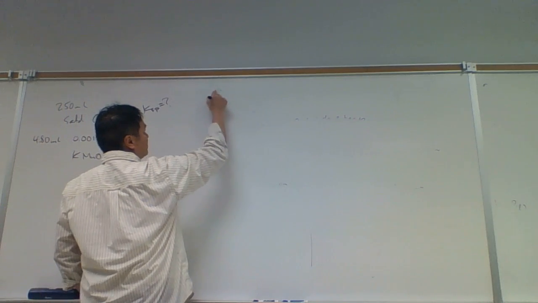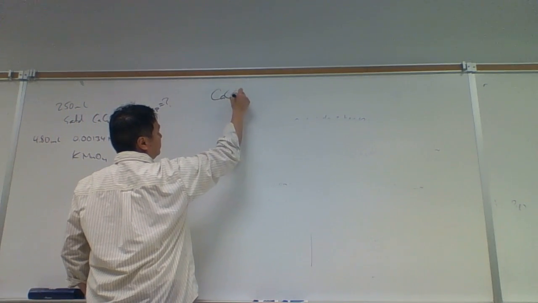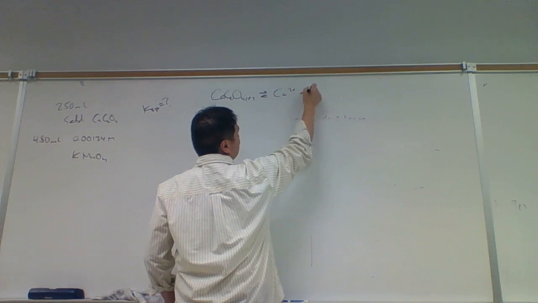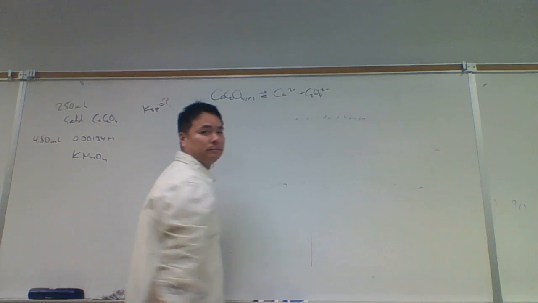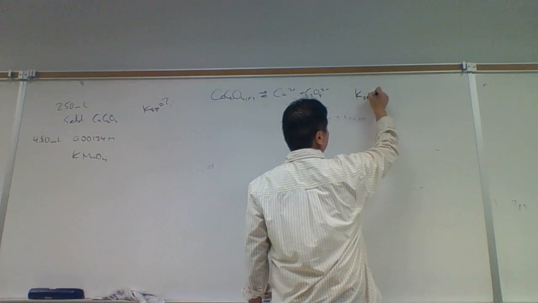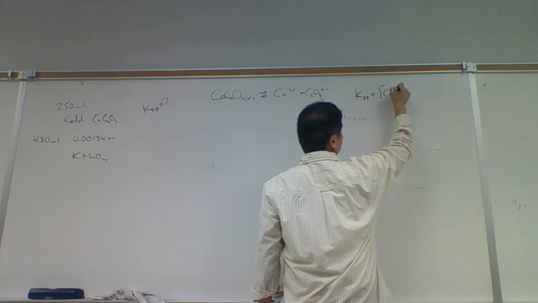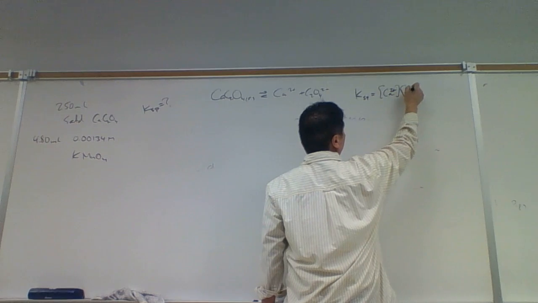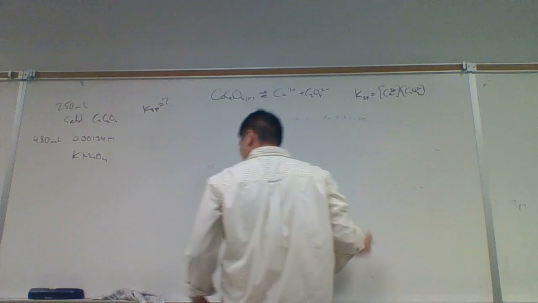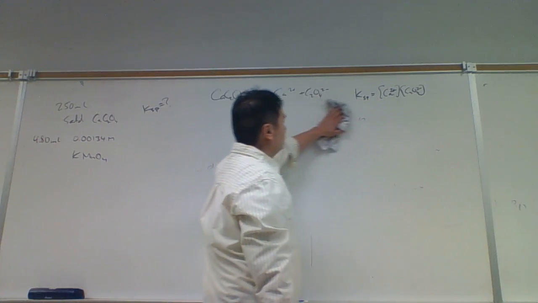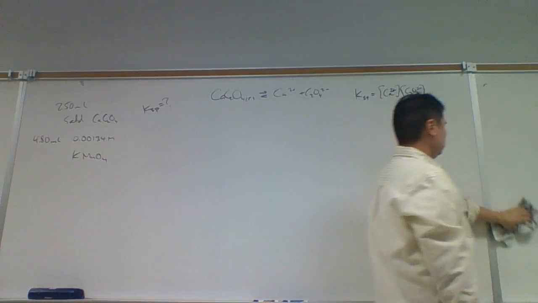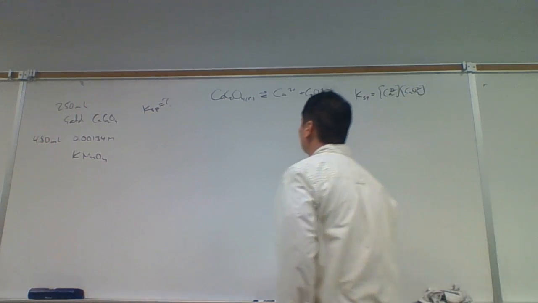Well, for calcium oxalate, CaC2O4 solid, we first can generate the KSP equation: calcium 2+ and C2O4 2-. In order to figure out the KSP from experimental data, we just need the equilibrium calcium concentration and the equilibrium oxalate concentration. It also says in the titration reaction, oxalate ion is oxidized to CO2 and permanganate is reduced to Mn2+.